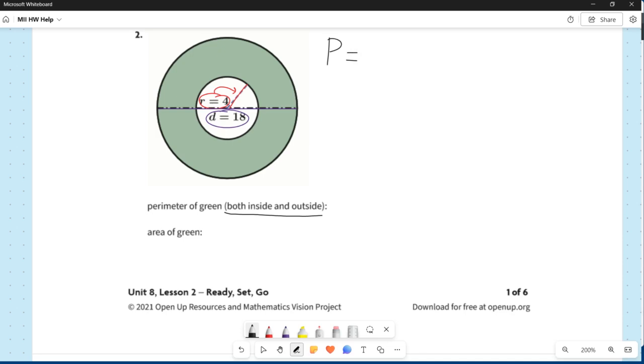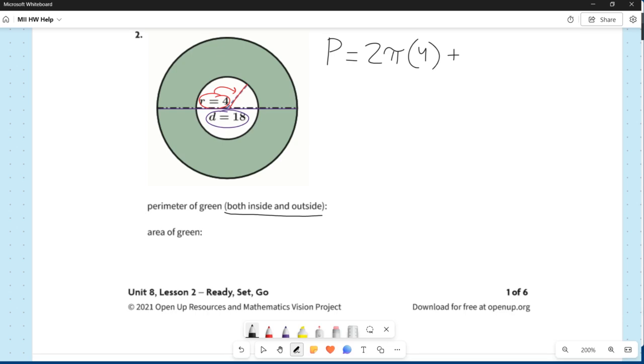For the little circle, we know that we can find the circumference of a circle with the formula 2 pi r. So 2 times pi. And for the little circle, my radius is 4. And the total perimeter means we're going to add. Now I want the circumference of the big circle on the outside.